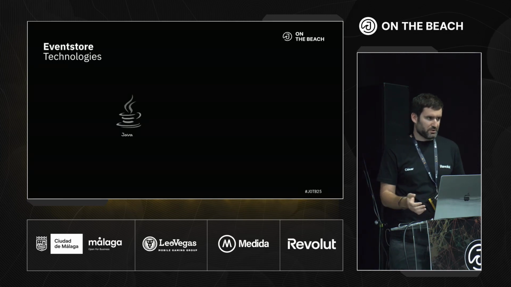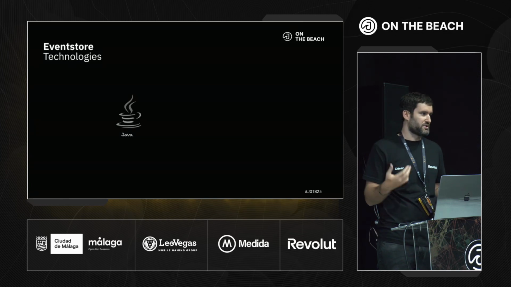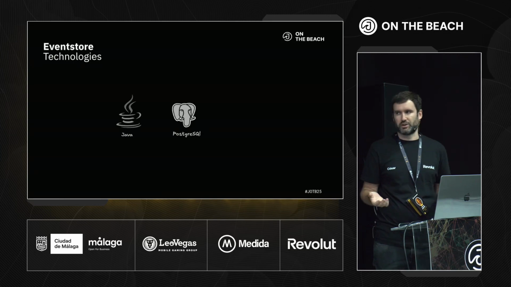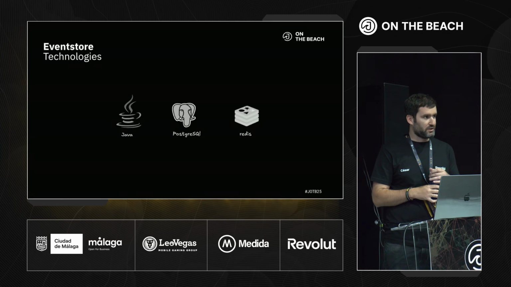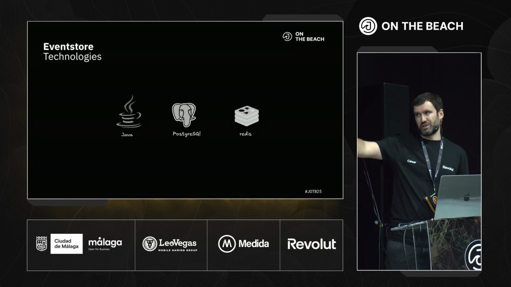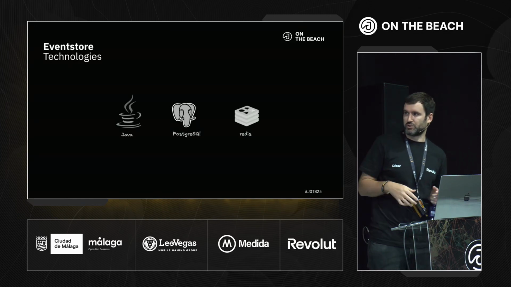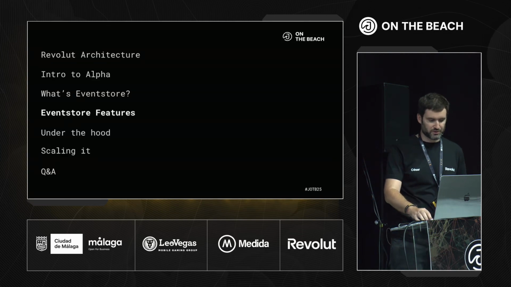In terms of technologies, we use the typical Revolut tech stack, which is Java for the business logic, Postgres for the relational database, and finally we use some Redis for distributed locking and some key-value. Especially Java and Postgres are the workhorse for Revolut for most of the backend components.